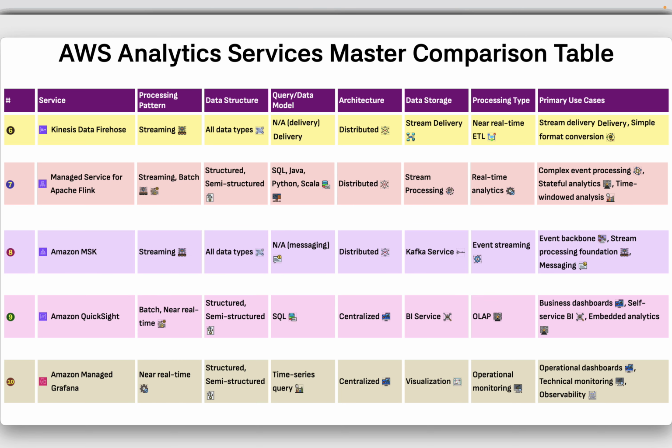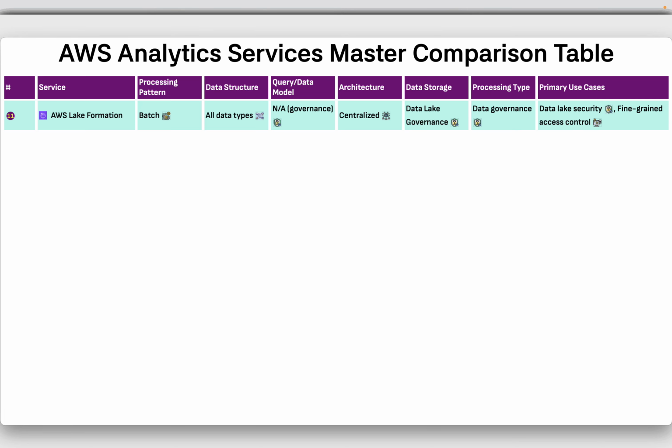Next, Amazon Managed Grafana. Processing pattern, near real time. Data structure, structured and semi-structured. Query and data model, time series query. Architecture, centralized. Data storage, visualization. Processing type, operational monitoring. And primary use cases, operational dashboards, technical monitoring, and observability.